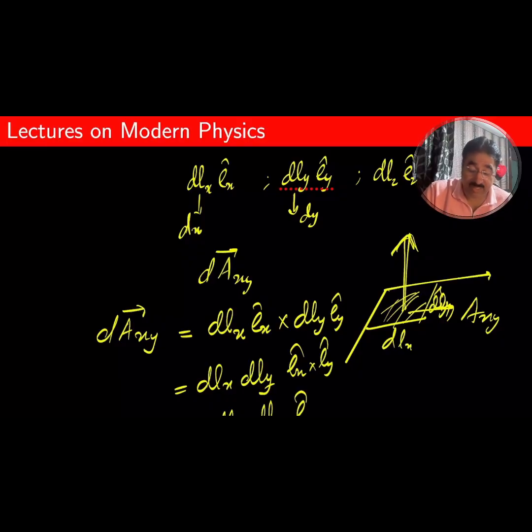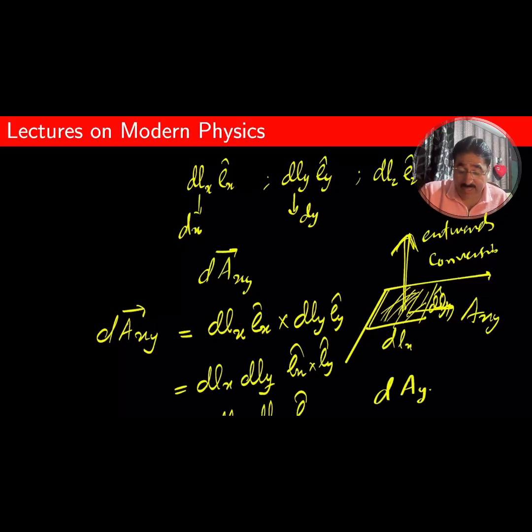So the area vector is normal to the area itself. The convention is that the area vector is always normal to the surface and pointing outward. You don't ask why not inward, but that's the convention. Once you choose a convention, we'll stick to it. Similarly, we can also define day-yz and day-xz. You can define these things as well.